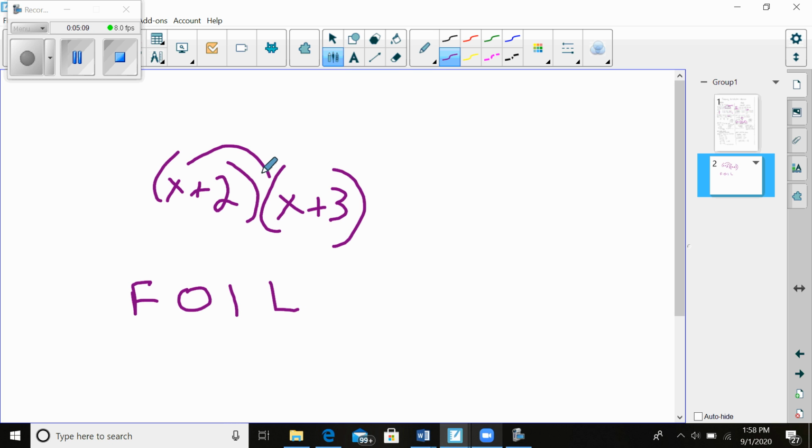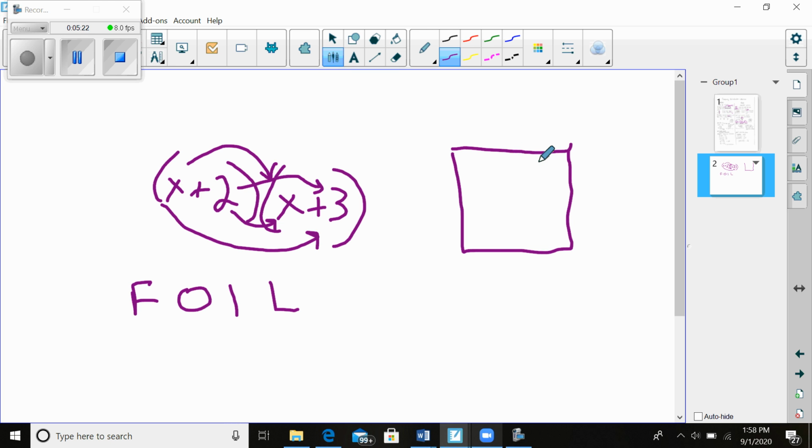So first, outside, inside, last, right? I know more teachers are starting to do some stuff like this, right? Where they write x plus 2. I like this visual. For those of you that are a little more visual, you like this better, right? And then you multiply here, 2x, x squared, 3x, 6, and add them together.